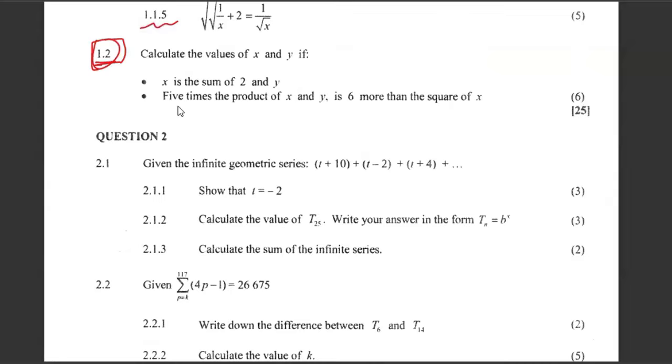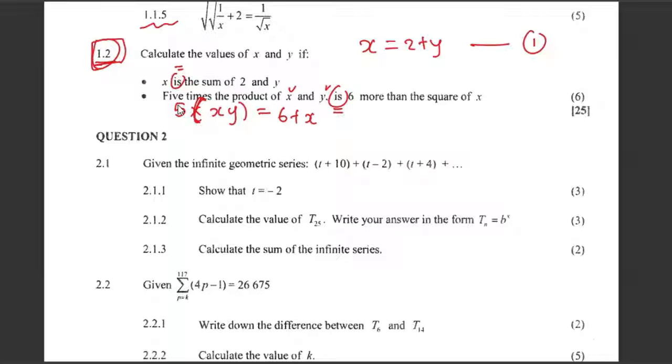All right, so calculate the values of x and y if x is the sum, okay, is could represent the equal sign, meaning that x is equal to 2 plus y. Call that equation 1. And then 5 times the product. So 5 times, okay, let me use brackets for times. The product means multiplication of x and y. So that is xy is, okay, we said is a equal sign, 6 more than the square of x. 6 plus x squared. This is equation 2.